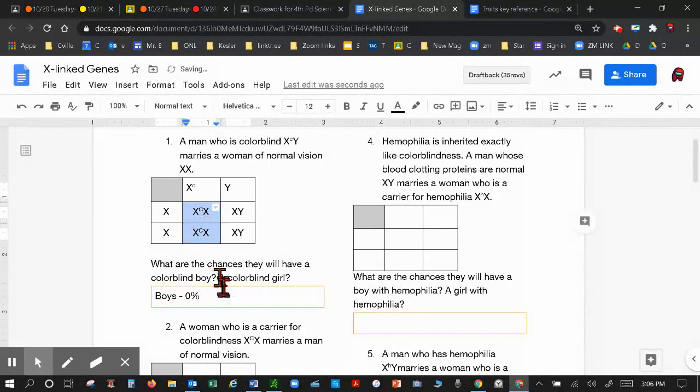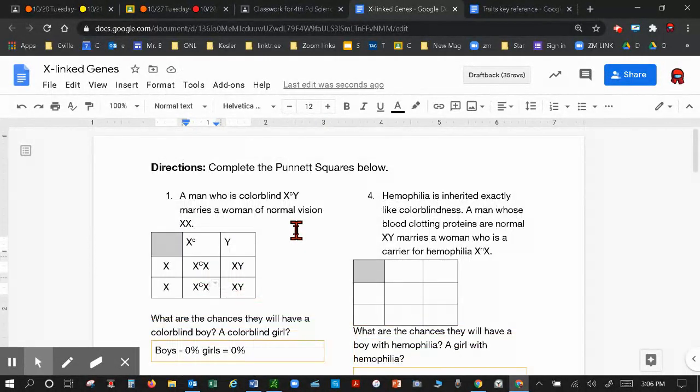Girls, we only have carriers. So same thing for girls. It's also 0%. So none of the girls are colorblind. They need to have two of those XCs in order to have that. So that's colorblindness. If we look at hemophilia, it's just the same way. And so let's take a look.